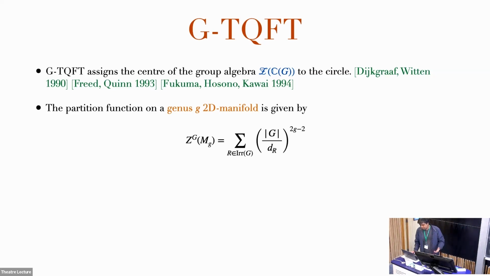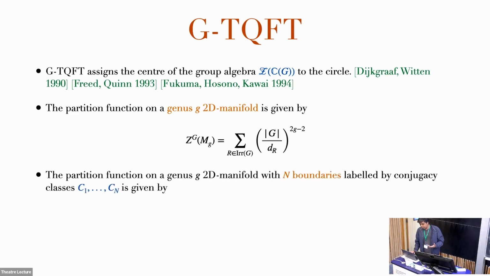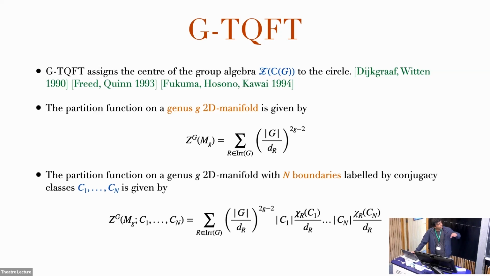Now, we are also interested in some manifolds with boundaries. So we have some two-dimensional manifold with n boundaries, and the boundaries are labeled by some conjugacy classes. You can think of the center of the group algebra as having a basis labeled by conjugacy classes, and these conjugacy classes give some decoration for the boundary. And for such a manifold, we get a partition function, which is a generalization of this with these characters. So these would be the main objects that we use.